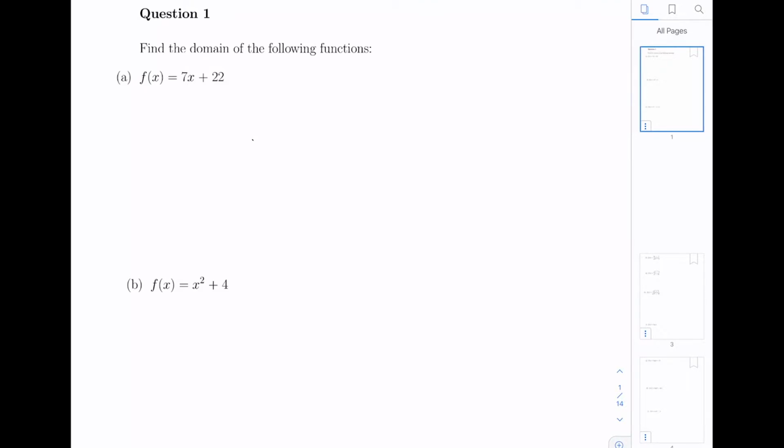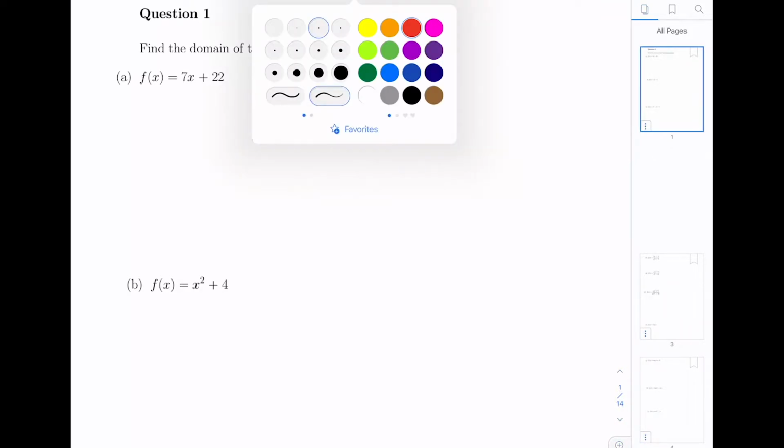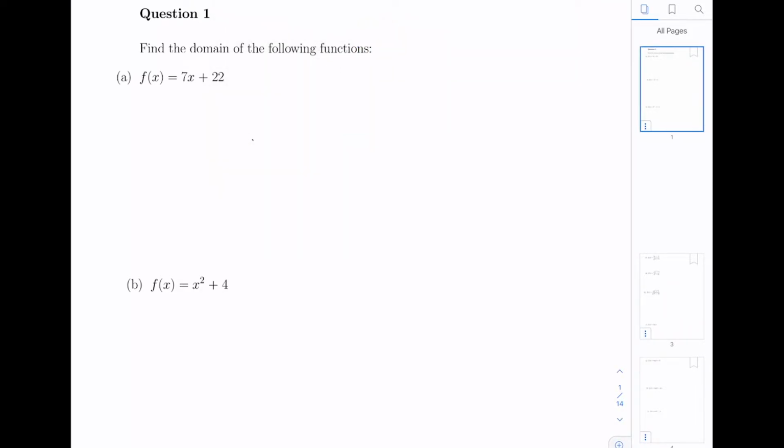In this video, we'll be looking at functions and how we can specify what the domain of certain functions can be. Okay, so we'll jump right into our tutorial exercise set. And here we're looking at question number 1, which asks us to find the domain of the following functions, right? And the first thing we want to note for question number 1, we're given f of x equals 7x plus 22.